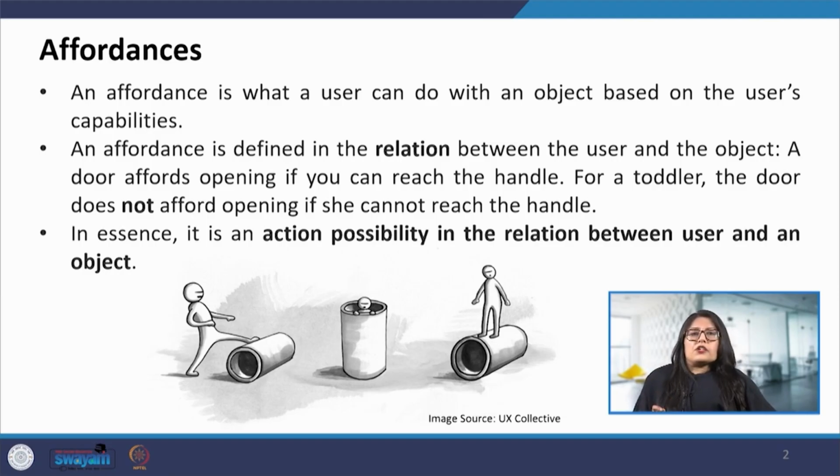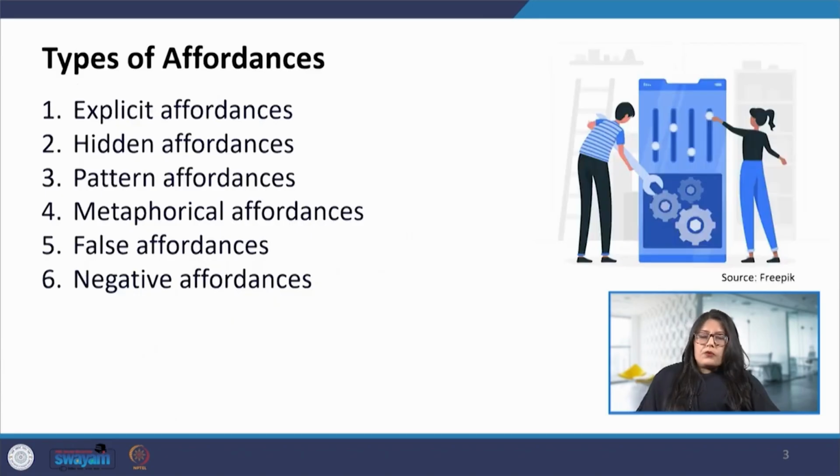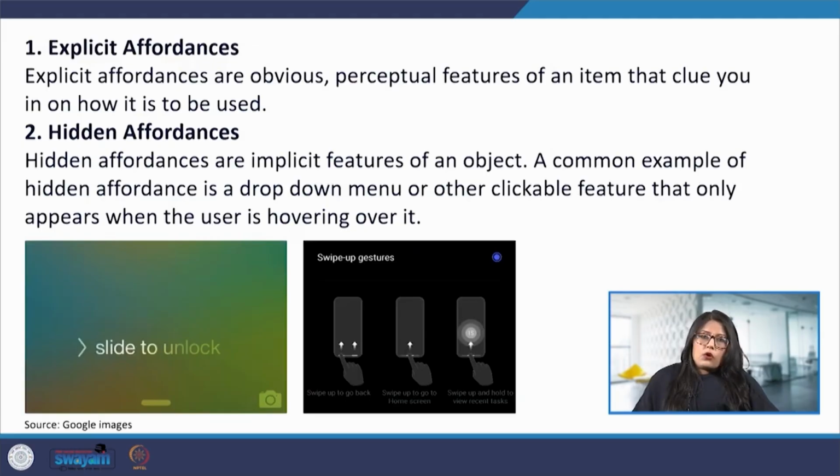So, similarly in the digital media also, how the screen is communicating with the user. That has to be designed so that there is no miscommunication, and the user does not have a high cognitive load, and he or she is able to take their activities to fruition. So, now there are several types of affordances: explicit affordances, hidden, pattern, metaphorical, false and negative affordances. So, we will take a look at all of them quickly.